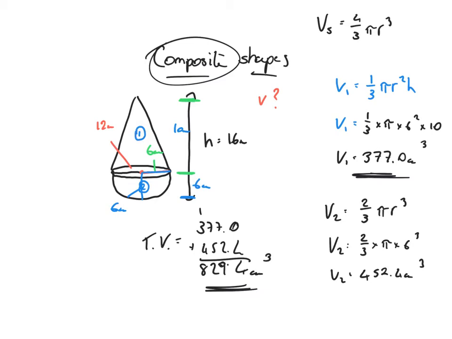Okay, so volume 1, first thing is to get the formula, and that's 1/3 pi r squared h. So the radius is the first thing that we're looking for. Well, we can see that the diameter of the cone was given by 12, so its radius must be 6.